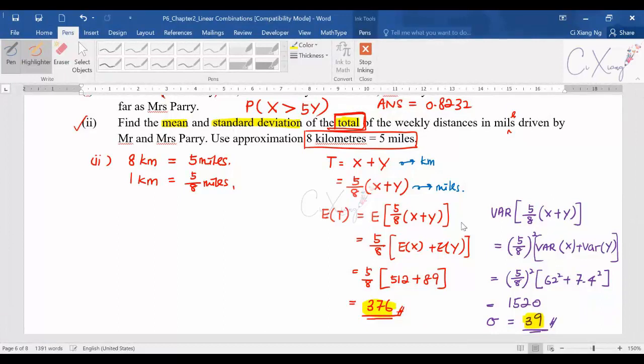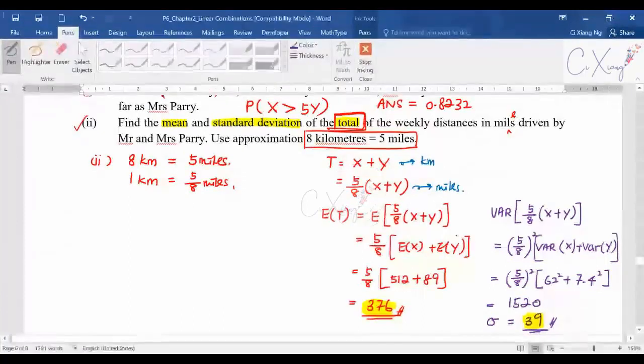For this example, what I need to discuss with you is because some students will actually ask, can I find out the mean and variance in kilometer first, then after that I straight away convert that? The answer is cannot, because when you want to calculate the variance, you have to convert the equation first. Then only you can calculate the variance. If not, the answer that you get eventually will not be the same.